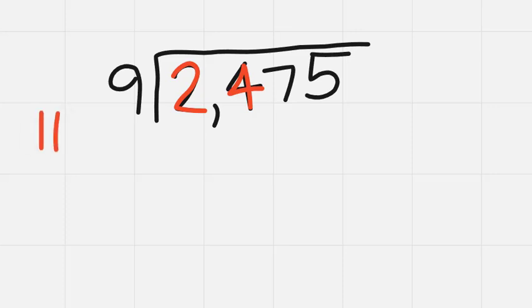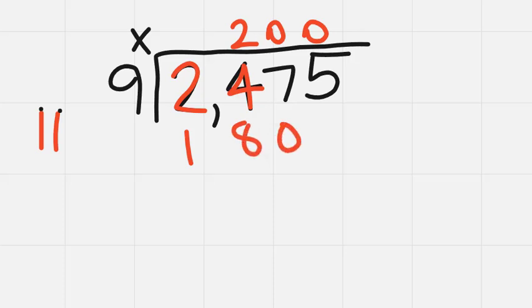9, 18, 27, which is too high, so we'll count 1, 2. The closest we can get is 18 with 2 9s. So we'll put the 2 up top with 2 zeros, and then we'll multiply. 9 times 2 is 18, then we add the 2 zeros. Then we subtract.